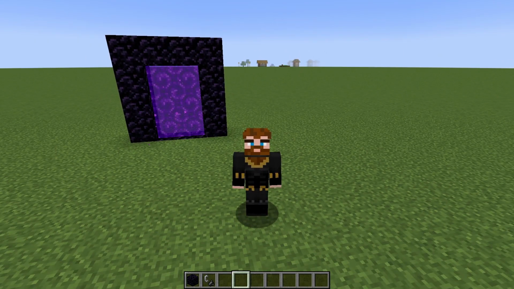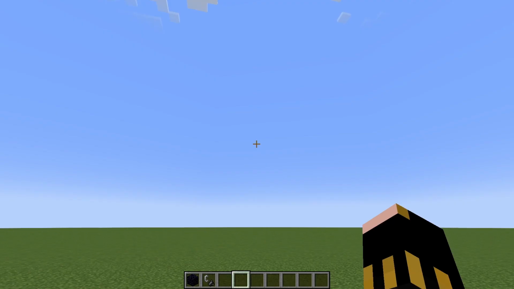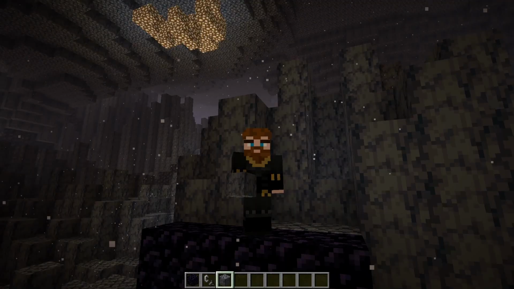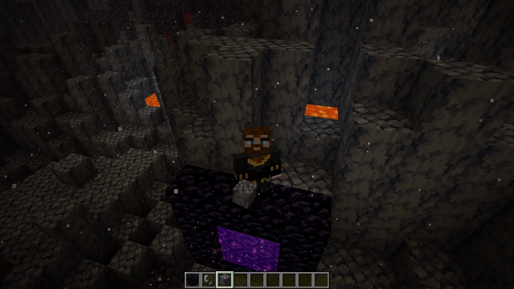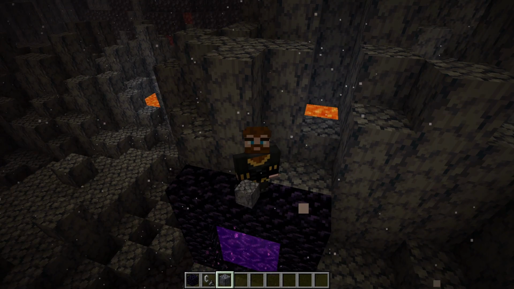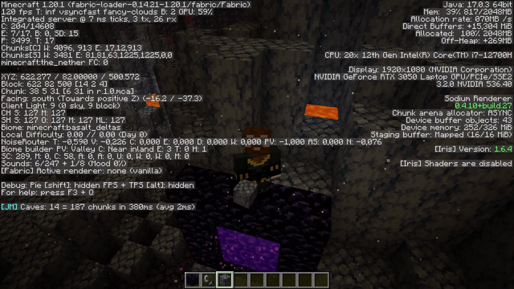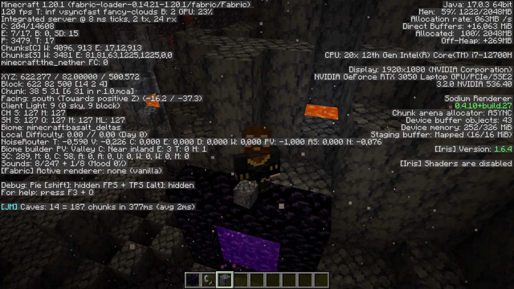This is also, at first glance, a confusing concept, but let's look at the practical example by going back into the nether. Alright, if I come and stand on this portal for the moment and I hit my F3 screen, you will see that my Y coordinate is at 82.